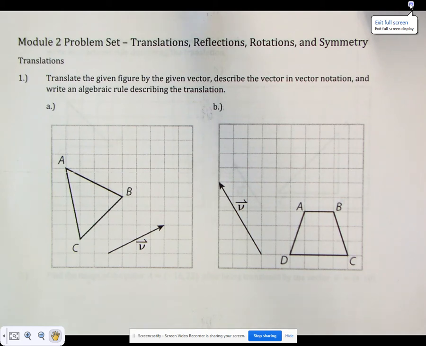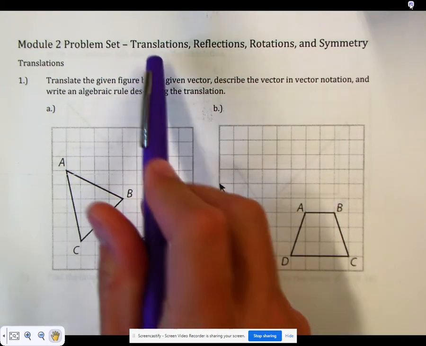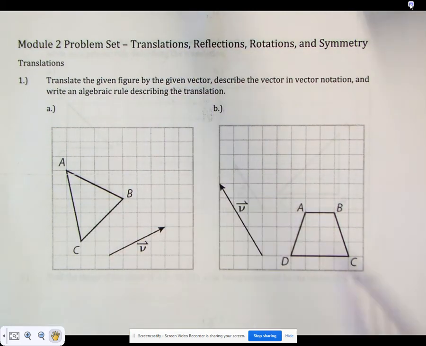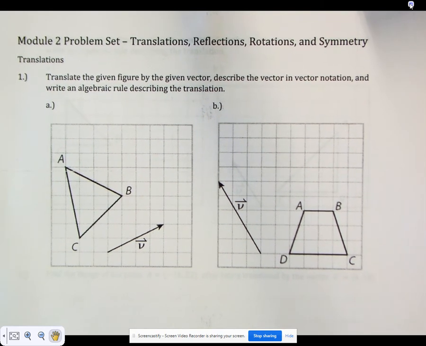Hey, this video is about the next problem set, Module 2 problem set. It's translations, reflections, rotations, and symmetry. For this first week, we're just going to cover the translations and the reflections. So next week we'll do the rotations and symmetry. So let's get into it here.